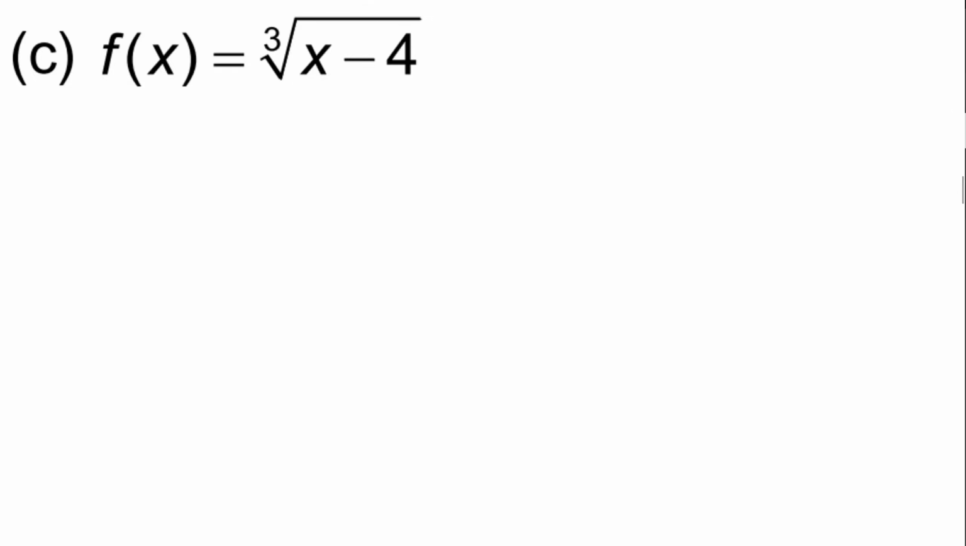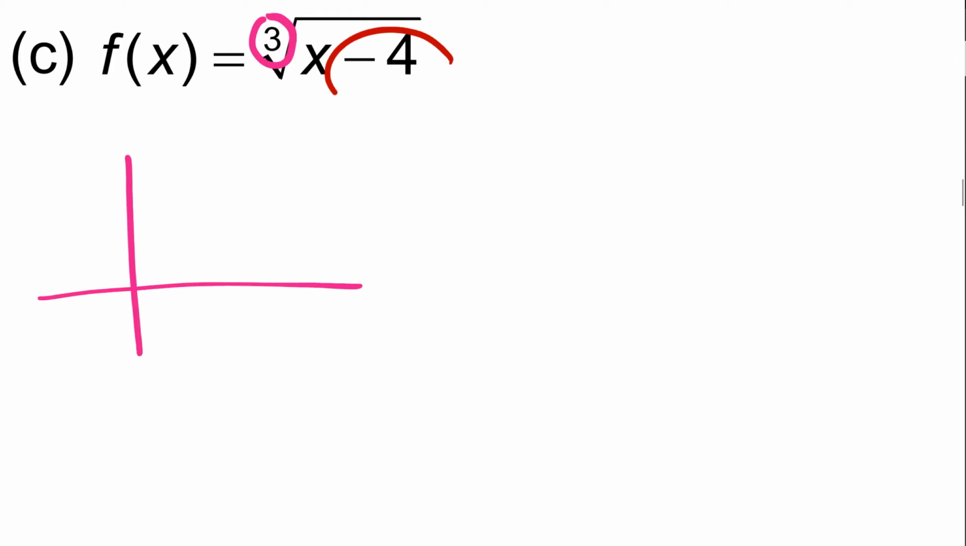All right, part C. F of x equals cube root of x minus 4. So what do I do here? Ariella? All real numbers. Why? Yeah, it's an odd root. Do you know what this -4 does? I mean, it just moves it horizontally.